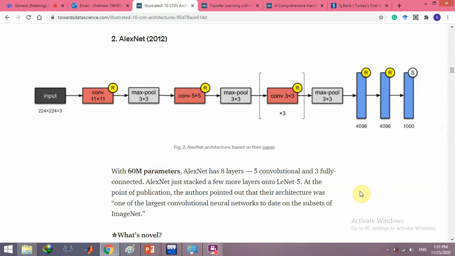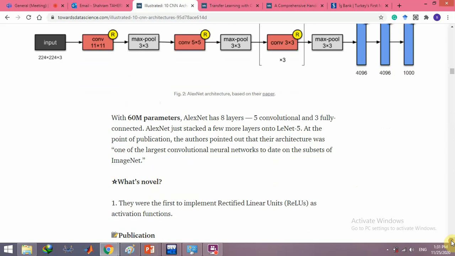So AlexNet has 8 layers, 5 convolutional and 3 fully connected. As you can see, AlexNet just stacked a few more layers on LeNet, and one of the novelties of this architecture is that they are the first to use rectified linear unit as the activation function in CNNs. And from this point everyone uses only rectified linear unit, but before that they used tangent hyperbolic in LeNet 5.